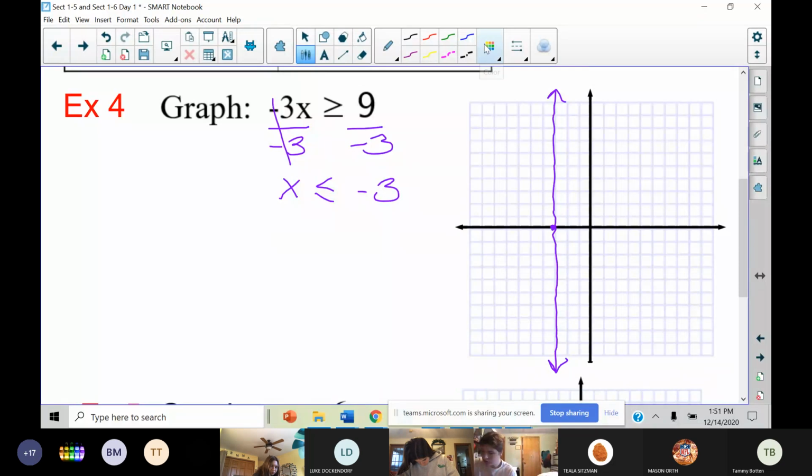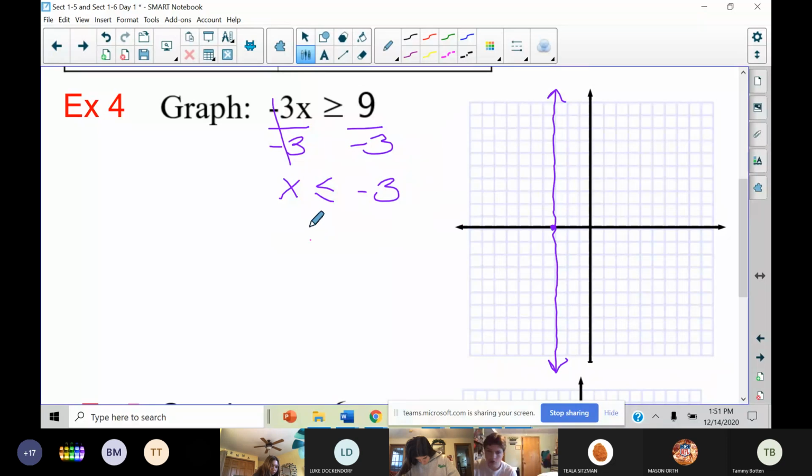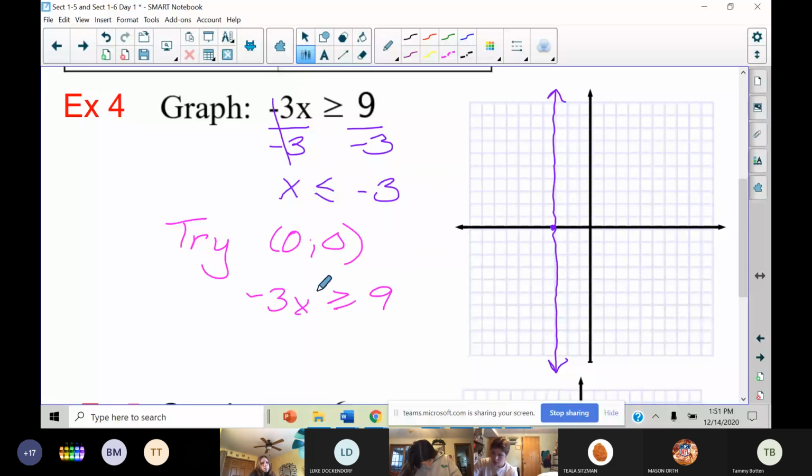Now I still need to decide, where am I going to shade? Okay, so I can try 0, 0 again. Now in this one, I can use that original, -3x is greater than or equal to 9. And I can just put my 0 in for x, because that's the only variable I have. Okay, -3 times 0 is 0. Is 0 greater than 9?